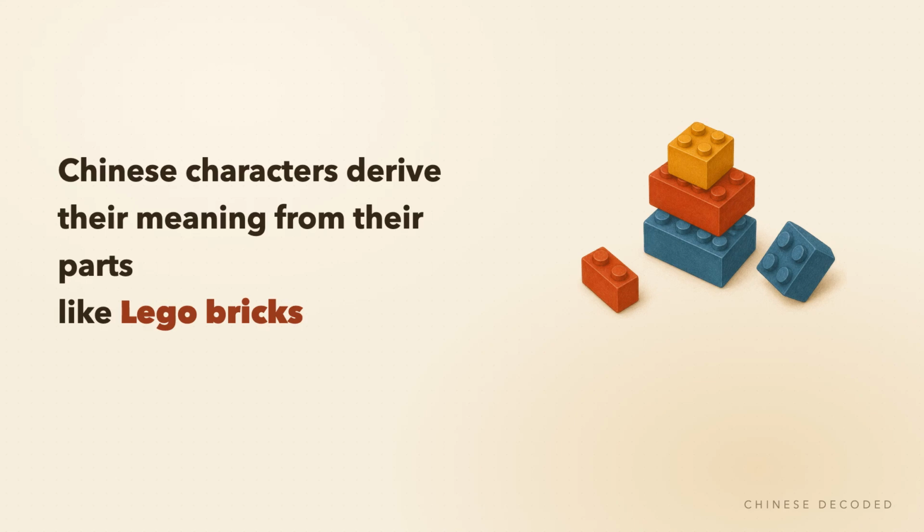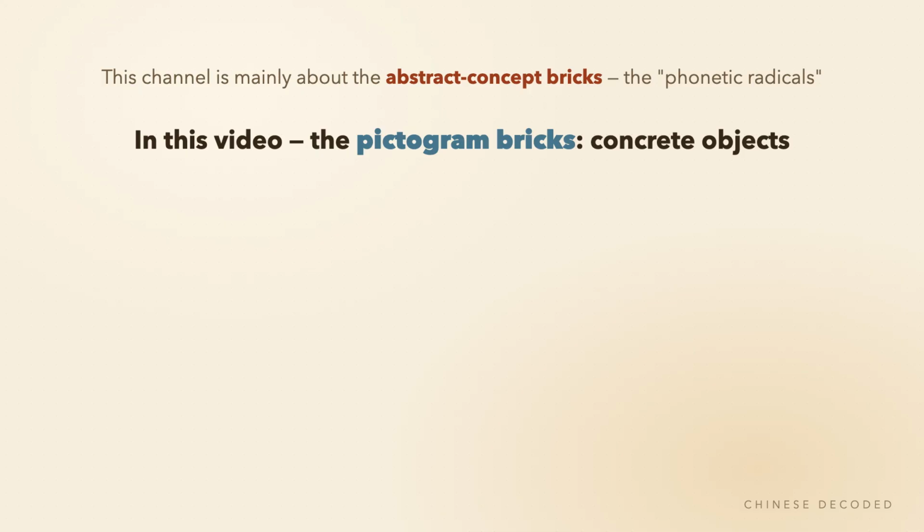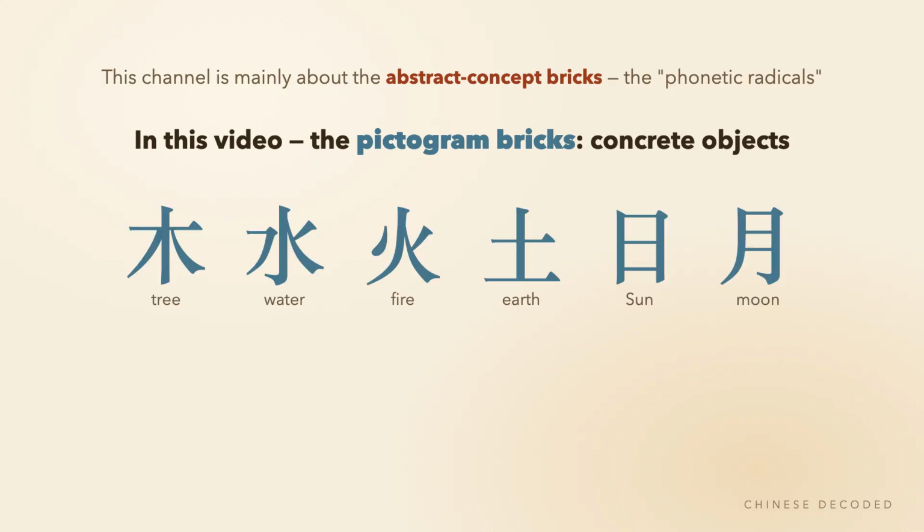Chinese characters derive their meaning from their parts, like Lego bricks. While this channel mainly focuses on the Lego bricks that stand for abstract concepts, in this video we review some of the most commonly used pictogram bricks, which stand for concrete objects. In particular, the elements set: the tree, water, fire, earth, the sun, and the moon.